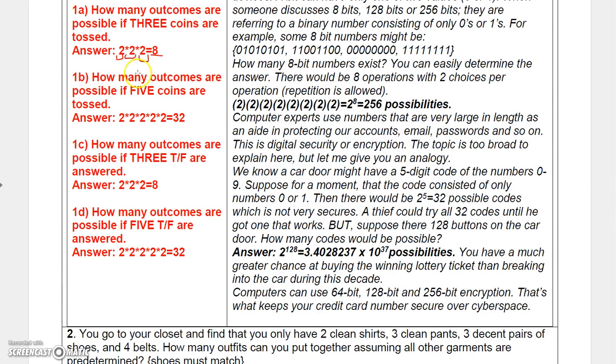What if you toss 5 coins? Well, again, each coin could be heads or tails. So there would be 2 times 2 times 2 times 2 times 2, or 32 possible outcomes.